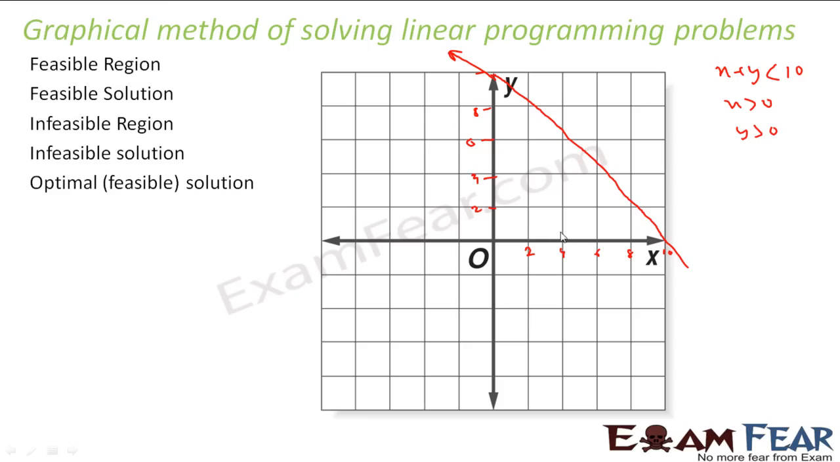So if you club all these three conditions, that is, x should be greater than 0 in this area, y should be greater than 0 in these areas, and x plus y less than 10 in these areas, right? So what you get is only this common area. This common area is my feasible region, and any point in it is a feasible solution. The area outside the feasible region is called infeasible region, and any point in this infeasible region is called an infeasible solution.